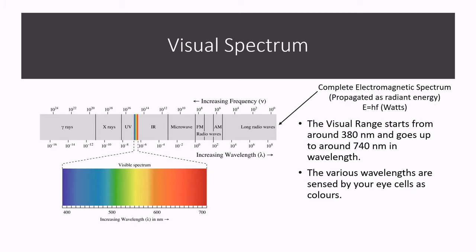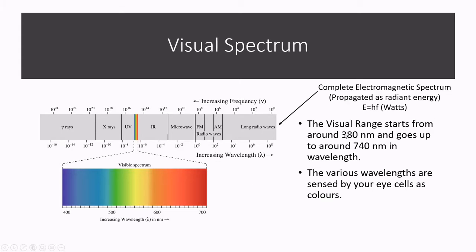Here I have included the electromagnetic spectrum we can observe in our world. This electromagnetic energy is propagated as radiant energy, so we call it electromagnetic radiation. In these electromagnetic radiations you can calculate the energy they contain by using the equation E equals hf. It is measured in watts, and within this range we have a small region called the visible spectrum. This is where our light is. We can observe these wavelengths using our eye.